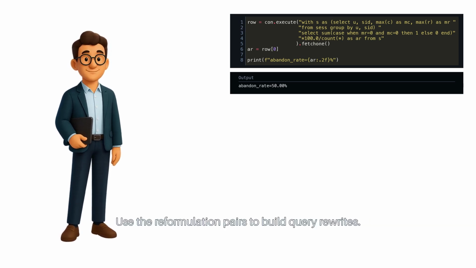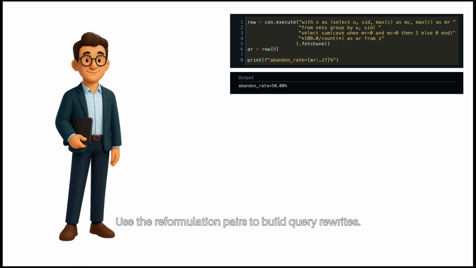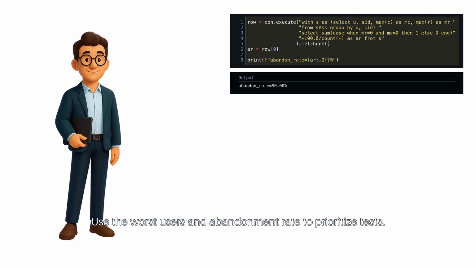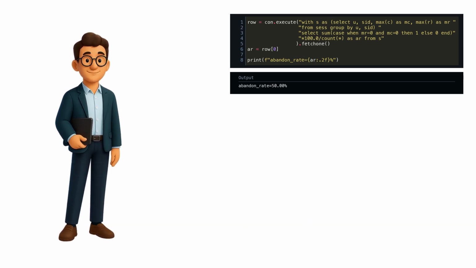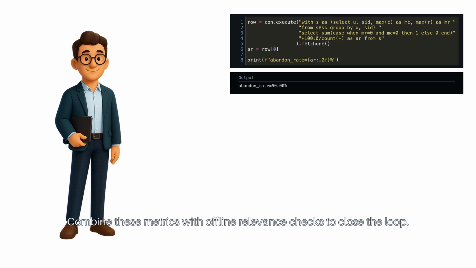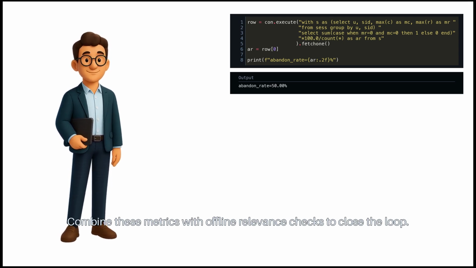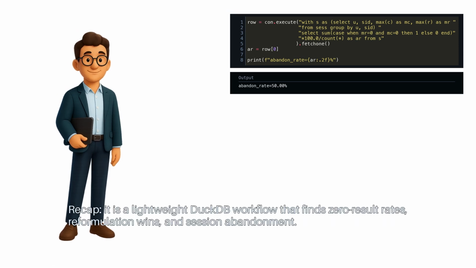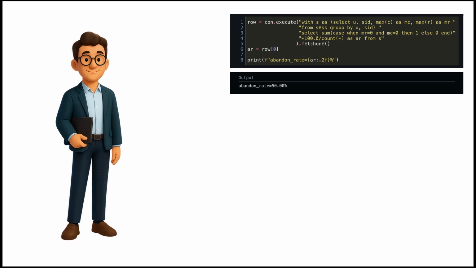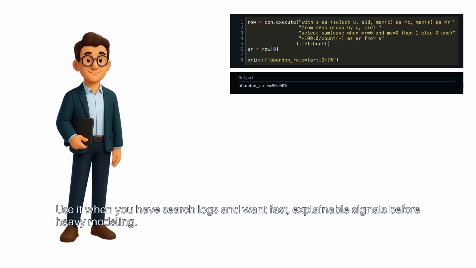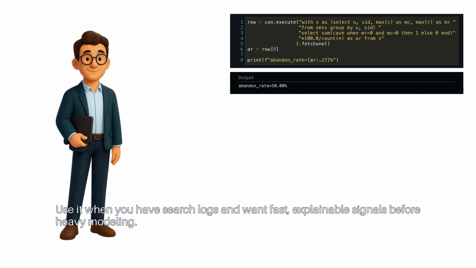Use the reformulation pairs to build query rewrites. Use the worst users and abandonment rate to prioritize tests. Combine these metrics with offline relevance checks to close the loop. Recap. It is a lightweight DuckDB workflow that finds zero result rates, reformulation wins, and session abandonment. Use it when you have search logs and want fast explainable signals before heavy modeling.